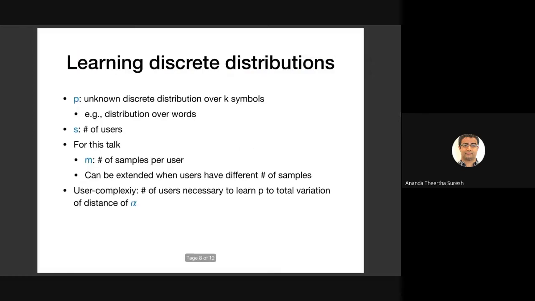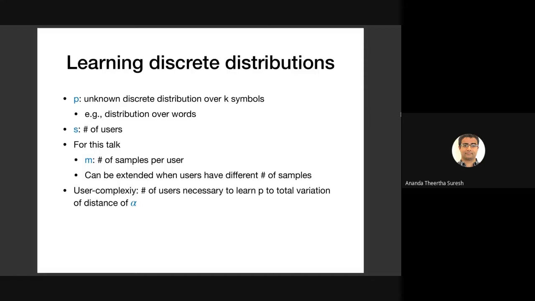To do this, we are going to look at a well-defined statistical problem. We are going to consider the problem of estimating discrete distributions. To be more concrete, let P be an unknown discrete distribution over K symbols. You can think of it as a distribution over words.